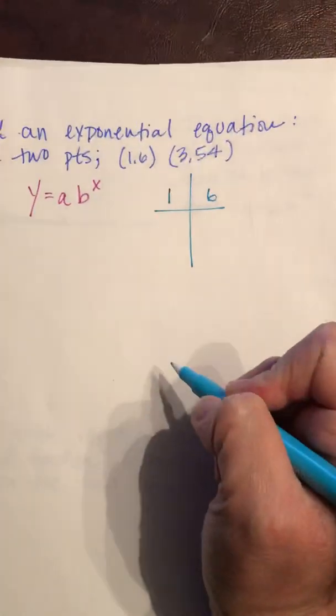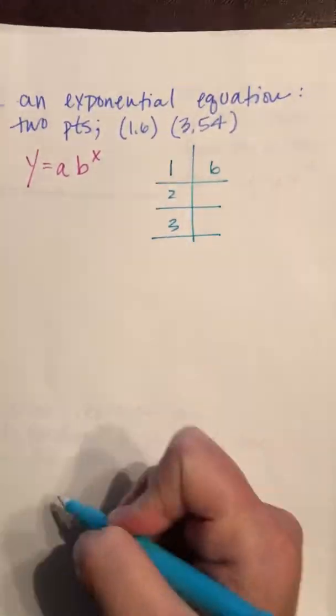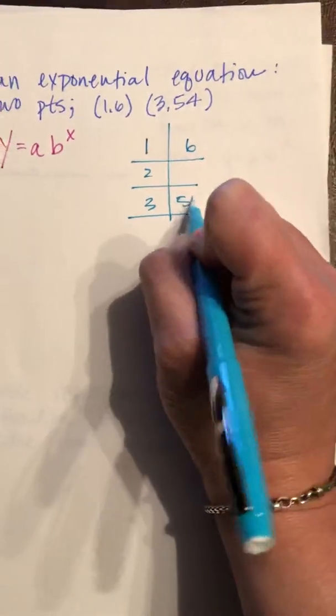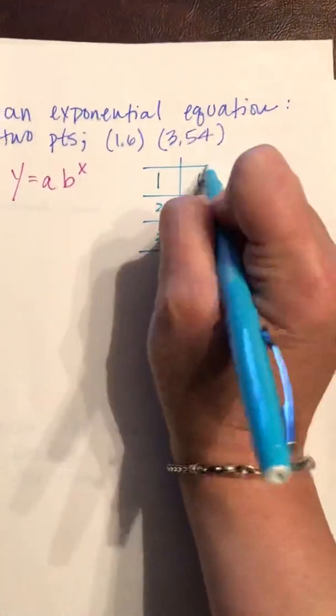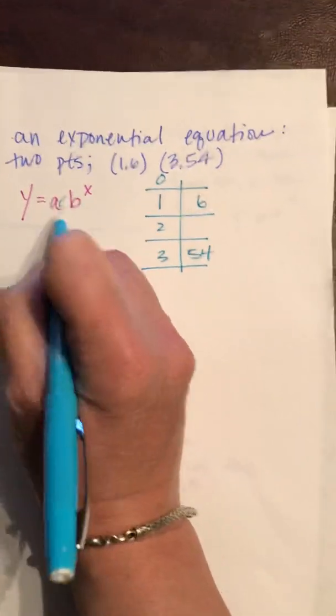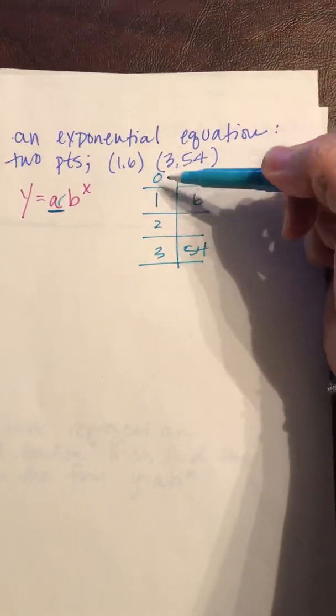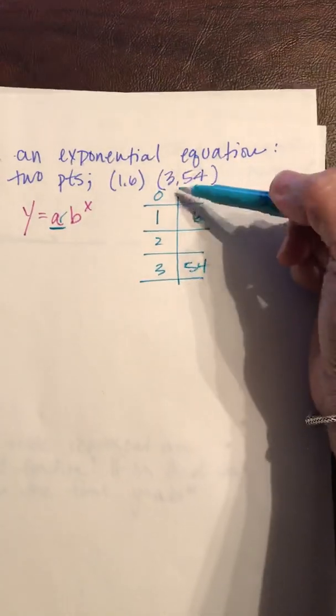So the first thing I like to do is make a table. I know if this is (1, 6), there has to be a 2 here, and a 3 here, so (3, 54). I'm just going to put my numbers in a table. I'm going to start with 0. We know that our initial value is always in our table, because it's the value when x is 0. So that's why I'm including that.